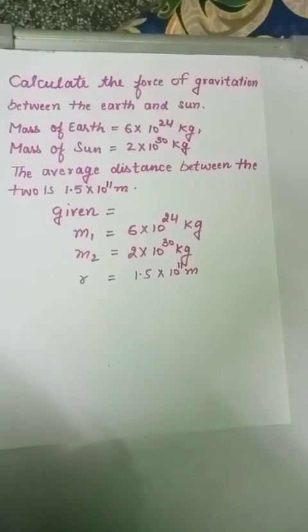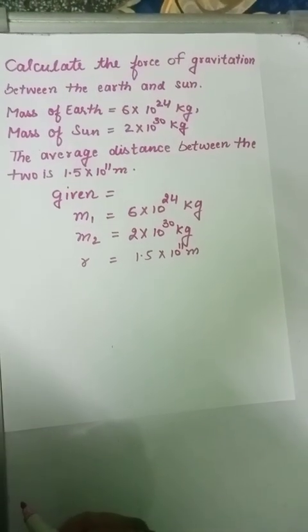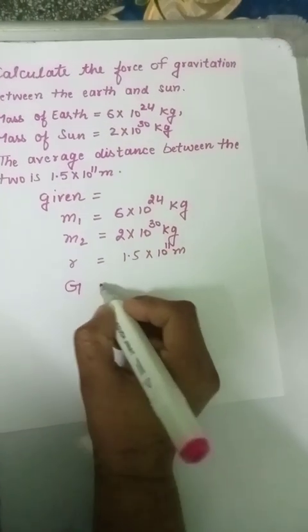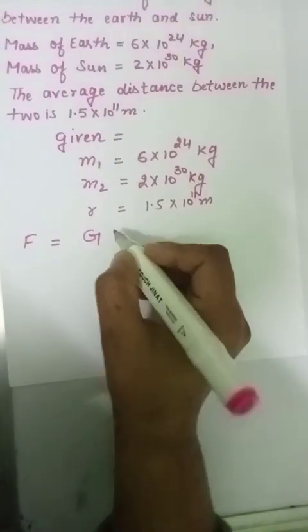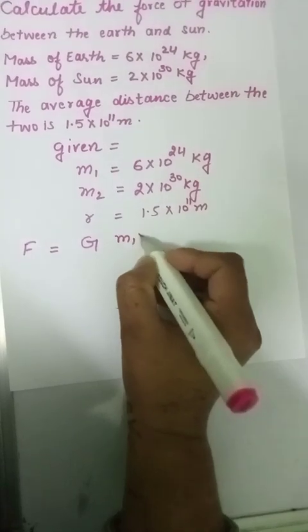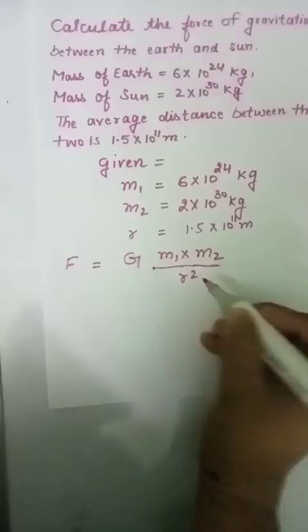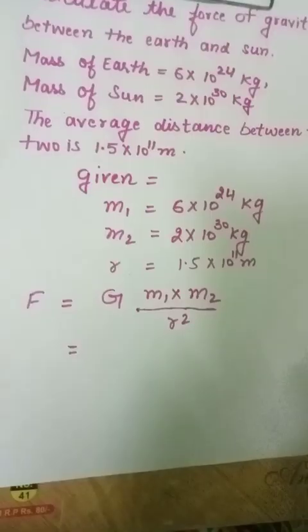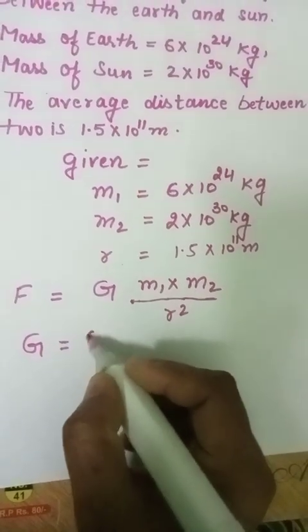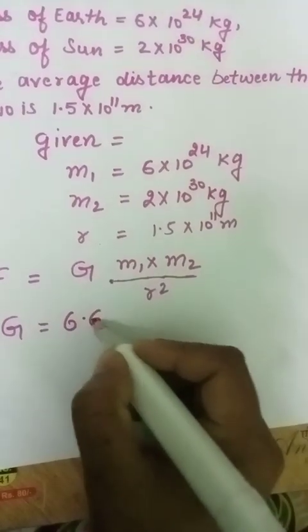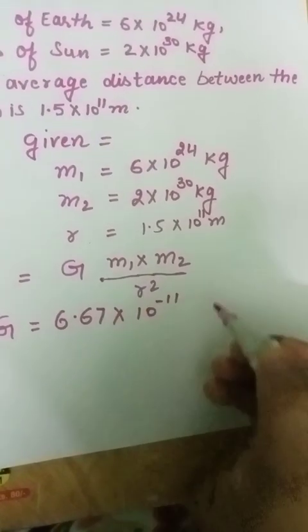So what is given in the question? What we need to find? We need to find the force of the gravitation, that is gravitational force. F is equal to capital G m1 multiplied by m2 upon r square. So the value of G, we already know that G is equal to 6.67 into 10 raised to power minus 11.